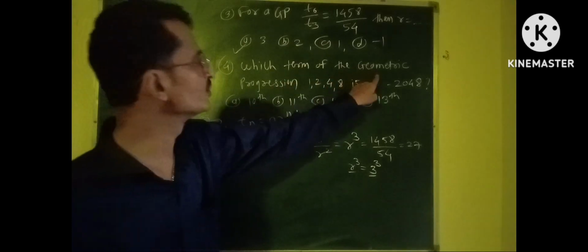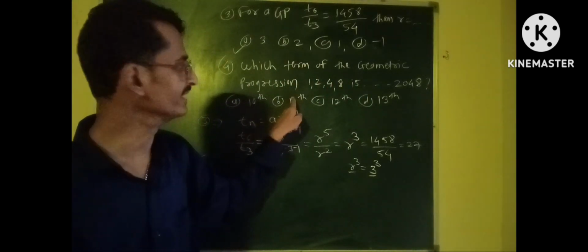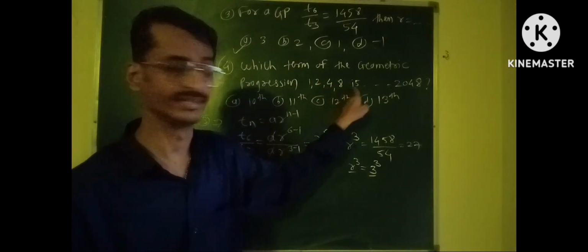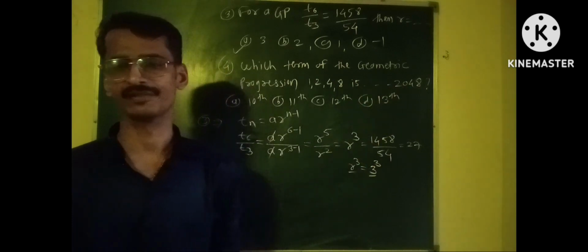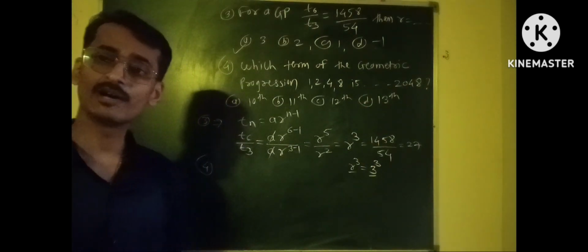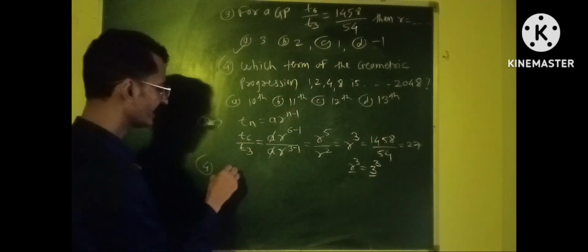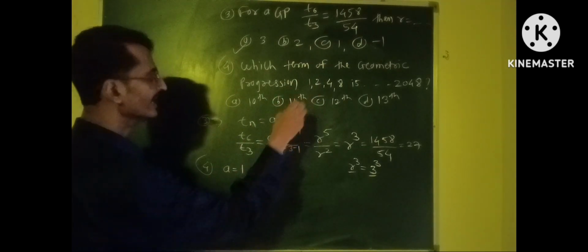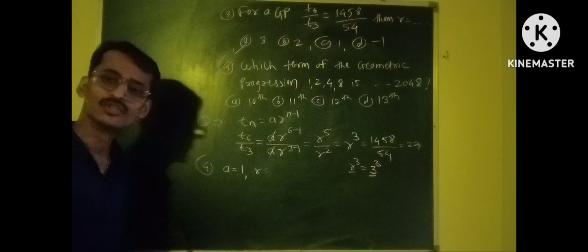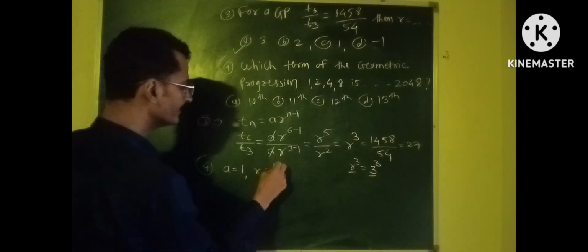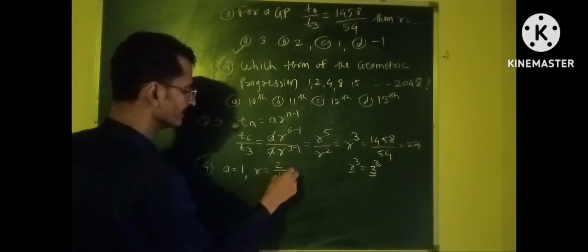Which term of the geometric progression, that is GP 1248, is 2058? Okay, so first find out first term, that is a is 1. Next find out common ratio. So again divide second term by first term, that is what?